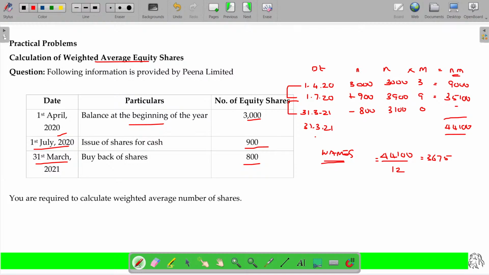Shall I move on to the next question? This is nothing but calculation of weighted average number of shares. Come on, make a note of it. So we'll move on to the next one.